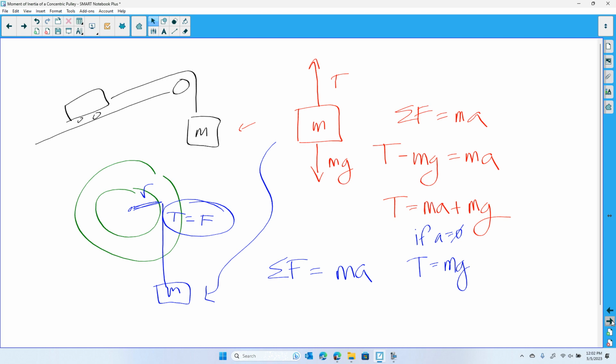But in our system, the acceleration isn't 0. The wheel is spinning faster and faster, which means both of those masses are accelerating. One is accelerating up, one is accelerating down. The one that's accelerating up needs to have a greater tension than the mass, because if the forces are balanced, it won't accelerate. So that means the tension must be greater.